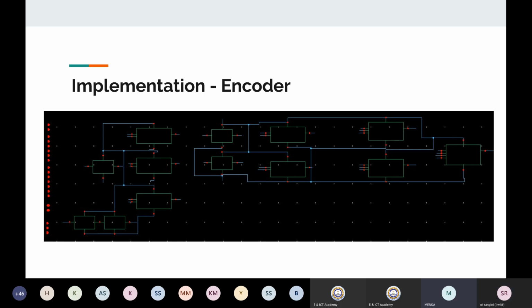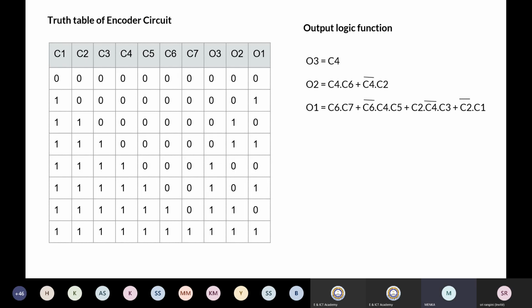Slide number 12. This is the truth table, C1 to C7. Is everybody able to see slide number 12? Yes, ma'am. Okay, thank you.